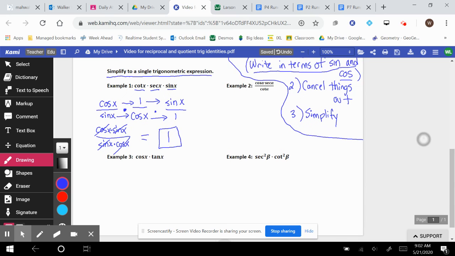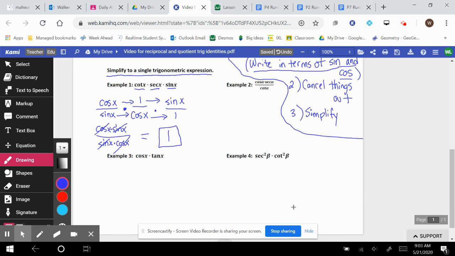Okay, so anytime, no matter what x is, if you multiply cotan x times secant of x times sine of x, it will equal 1.